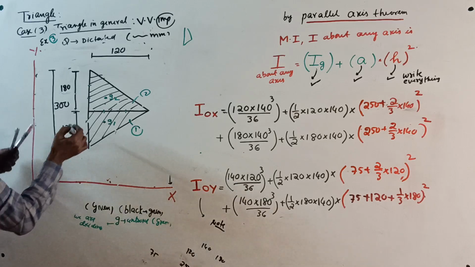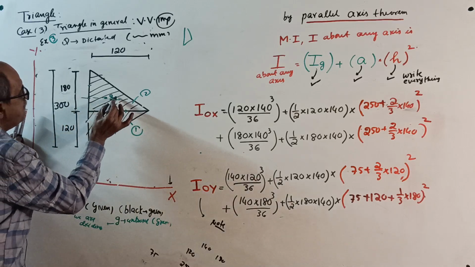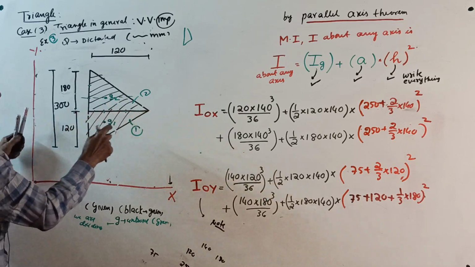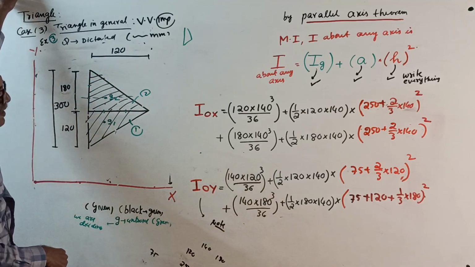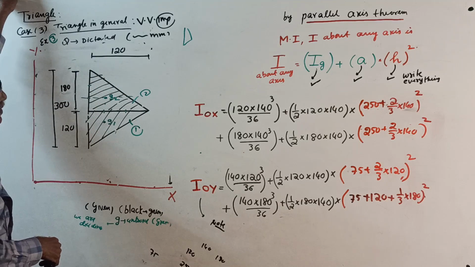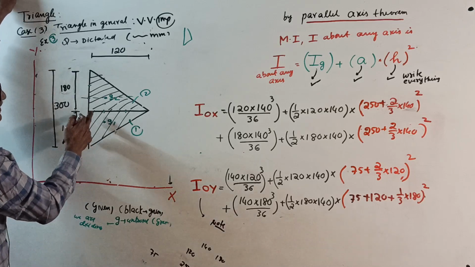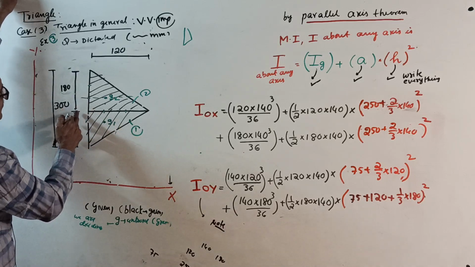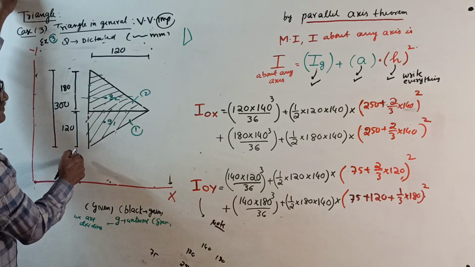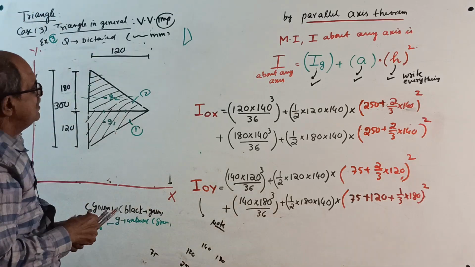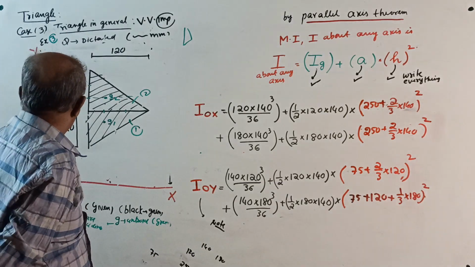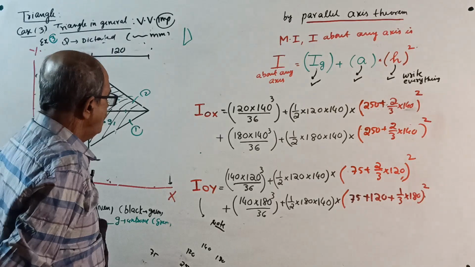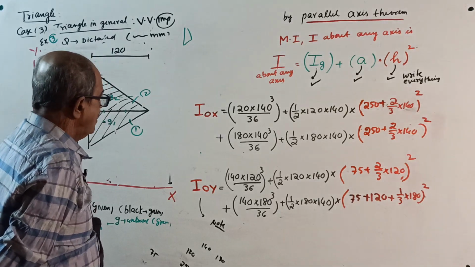First I about its own centroidal axis, parallel to OX. Now, the base is 120, 120 into what? 120 into 140 cube. About the XX axis, I about OX. When it is OX, how is it 120 last time? One minute. 120 into 140 cube last time. How is it 140 into 120? Oh, one minute.